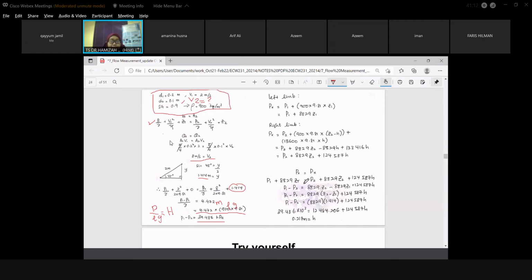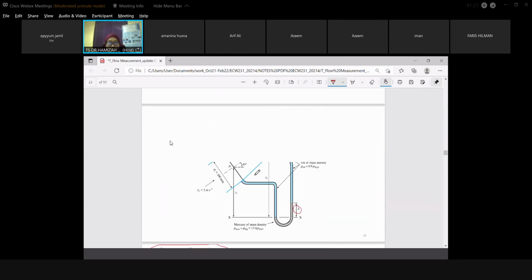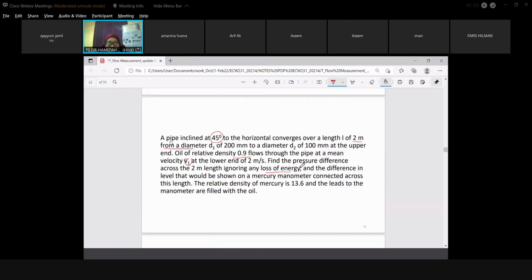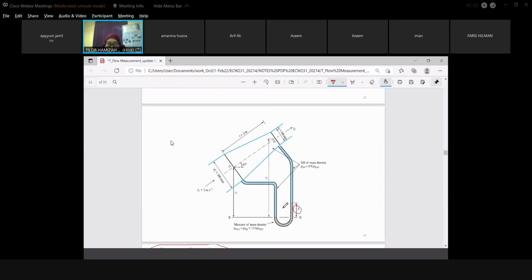Okay. Dan bila dapat dalam unit kilopascal, we can use inside the left limb and right limb. Finally, we can find the H. Dia tanya kat sini, the difference in level. Maksudnya H lah. Okay, we need the pressure difference and also different in level. Different in level, this one.